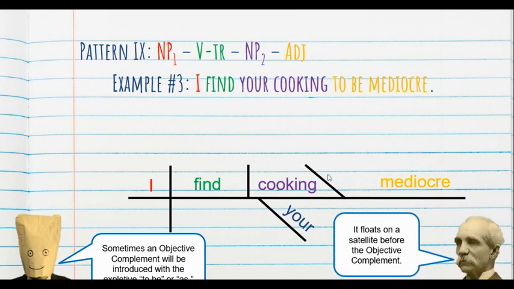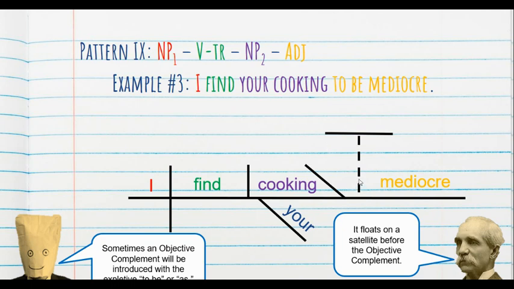So when we build an expletive, what we do is we actually float it. So it's going to float on what we call a satellite. All right. So we have this little structure called a satellite. It's going to float right in front of the word that it actually introduces. So in this case, to be is introducing the adjective mediocre. So I'm going to put it here. I'm going to float it here. And I'll show you what it looks like. This is what a satellite looks like.